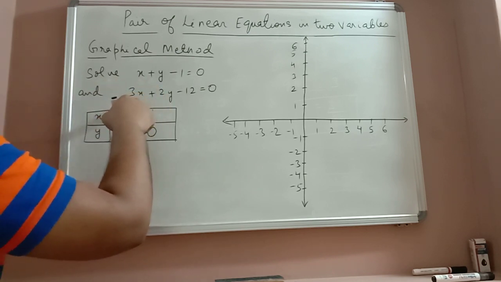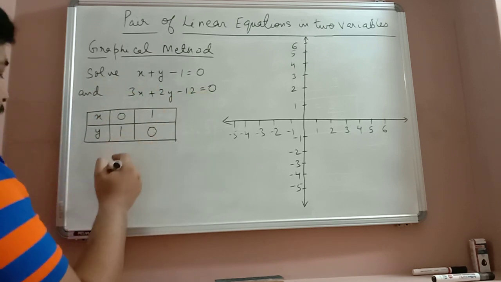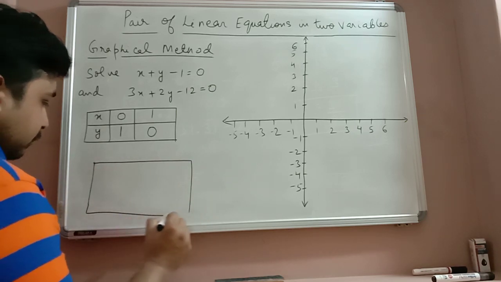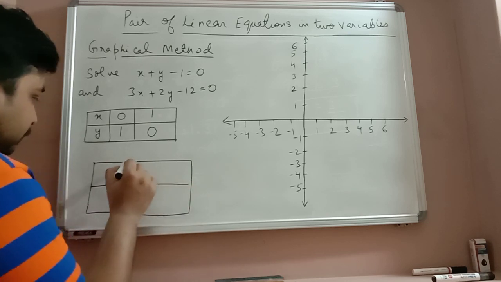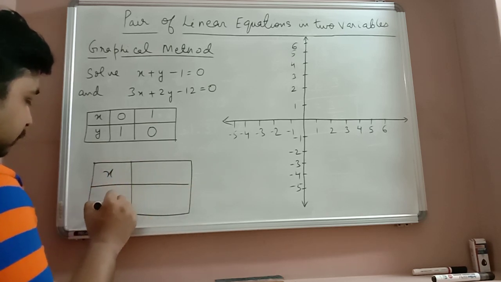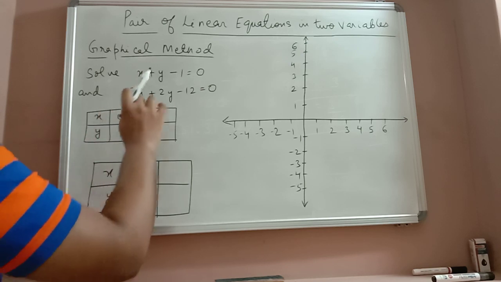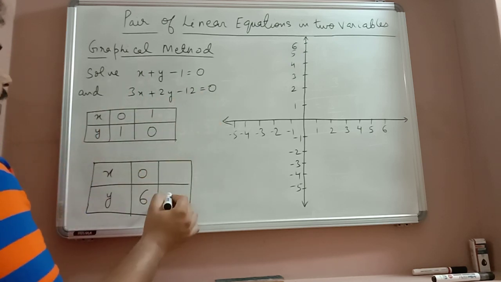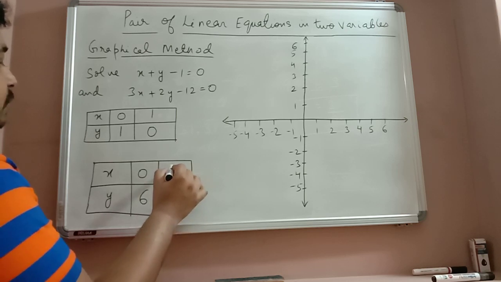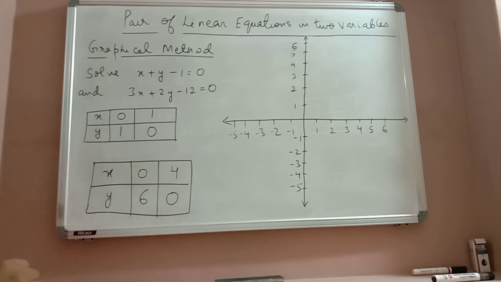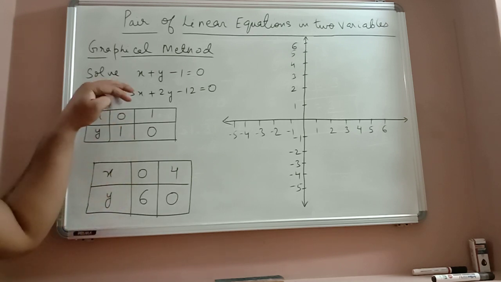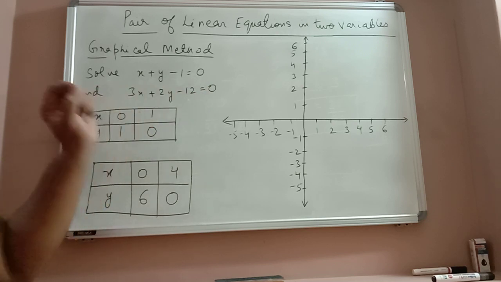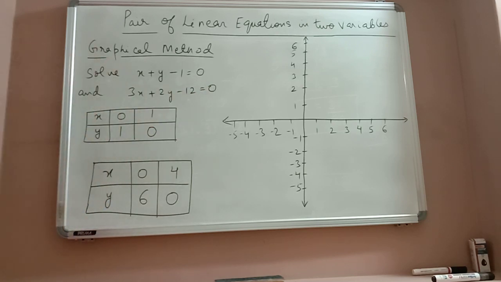Alright, let's draw the table for the second equation. Now in the second equation, if we take x = 0, I'll get y = 6, and if I take y = 0, I'll get x = 4. So (0, 6) and (4, 0) are the 2 points which lie on the line 3x + 2y - 12 = 0. Now let's plot the graph of both the equations.